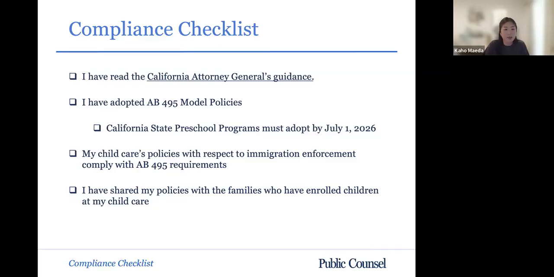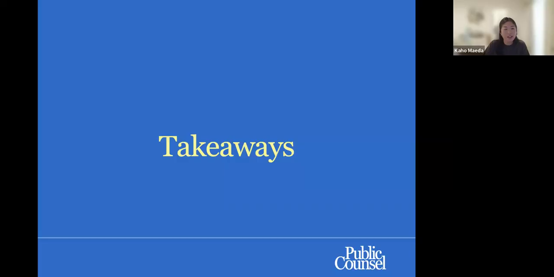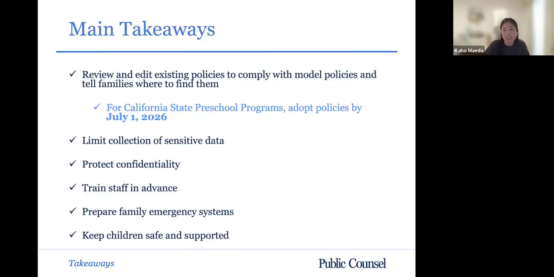We can jump to the next slide. Okay, and we are going to run through some takeaways. Again, these are big picture things that we just want to make sure that you all remember as you walk away from this presentation. Again, we're sending out the recording and the presentation, but just a few important points. So first is making sure to review and edit your existing policies to comply with model policies, and then again, making sure that families know where to find them.